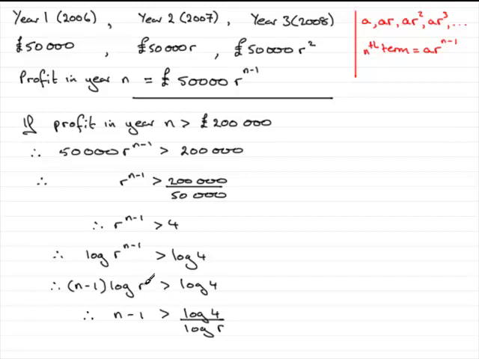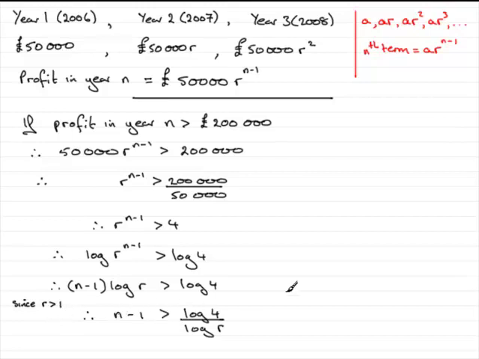But we're told that, since r was greater than 1, then we know that the log of this number would be a positive value. And dividing by a positive value doesn't affect the inequality. So I just felt that it's important that I point that out to you.